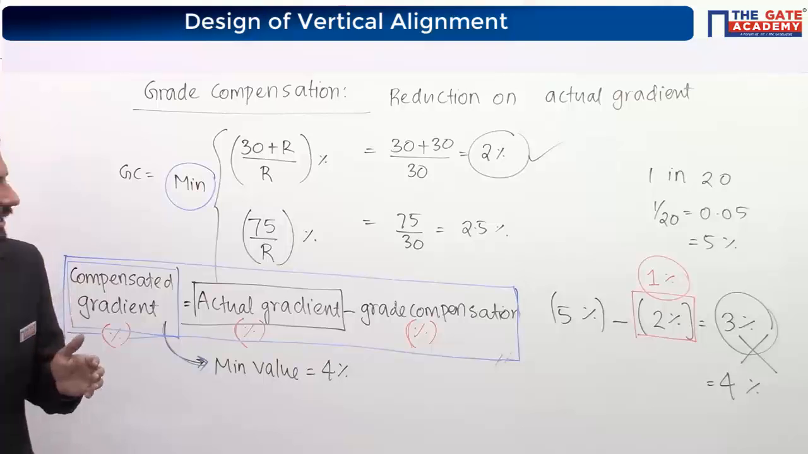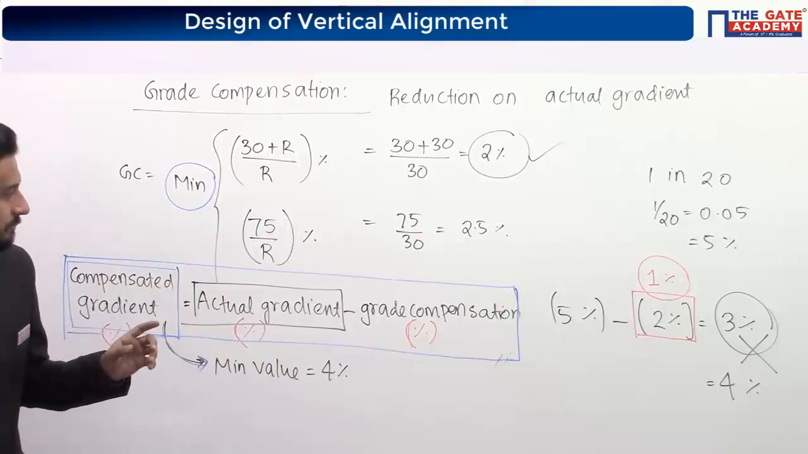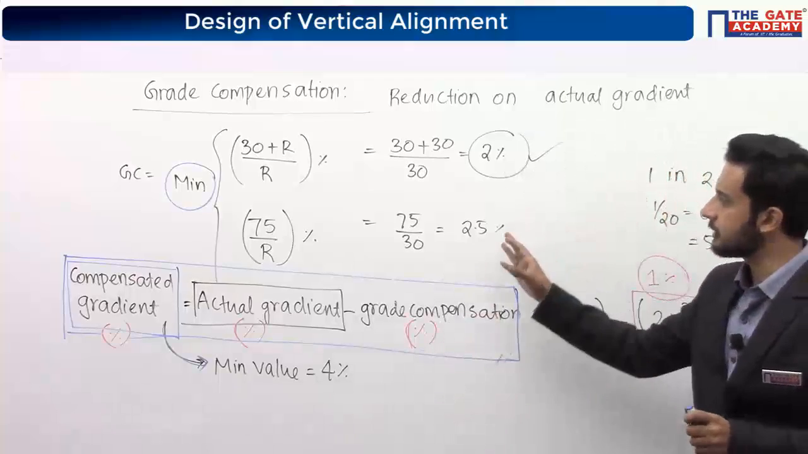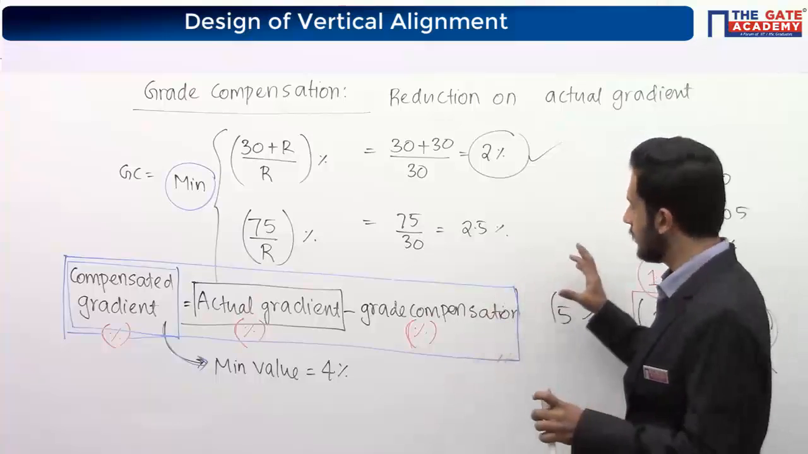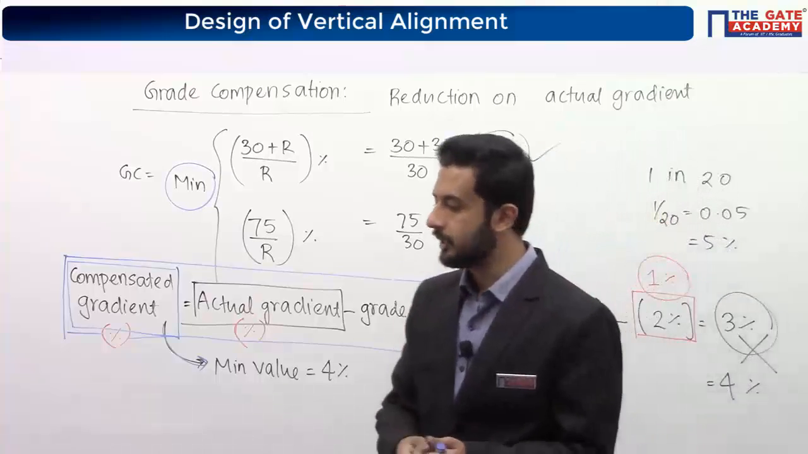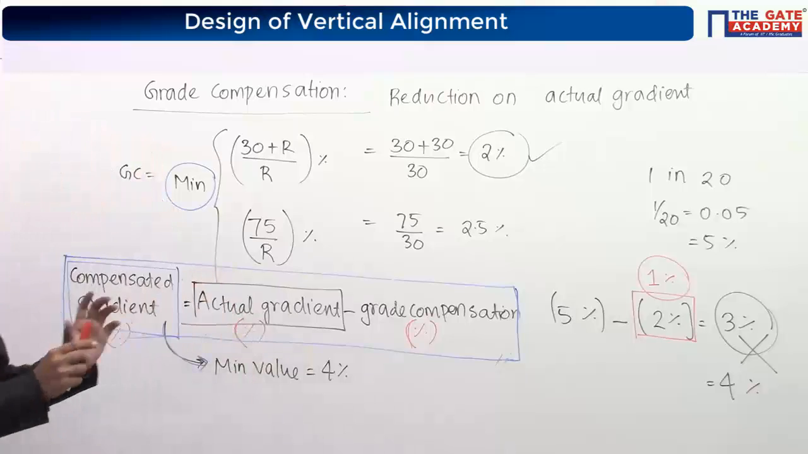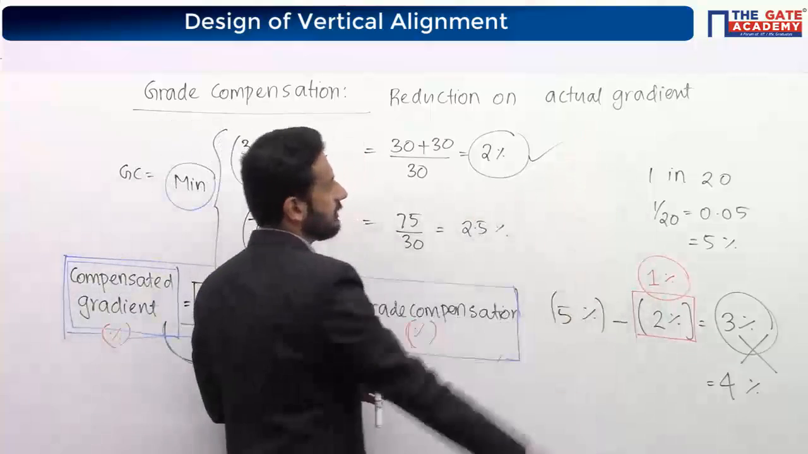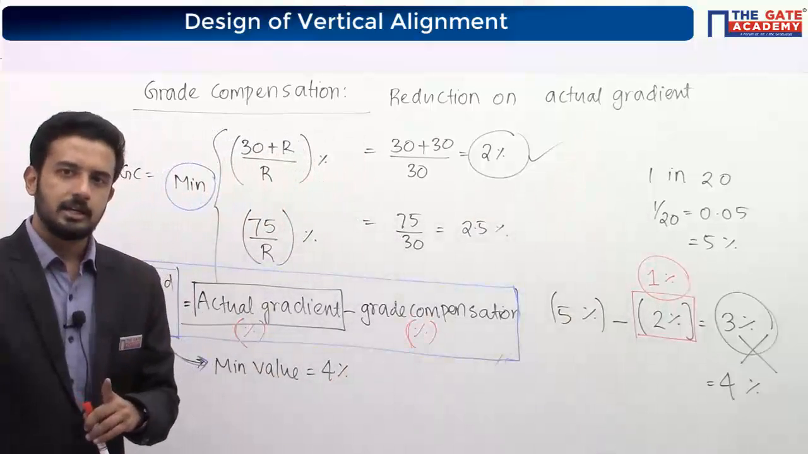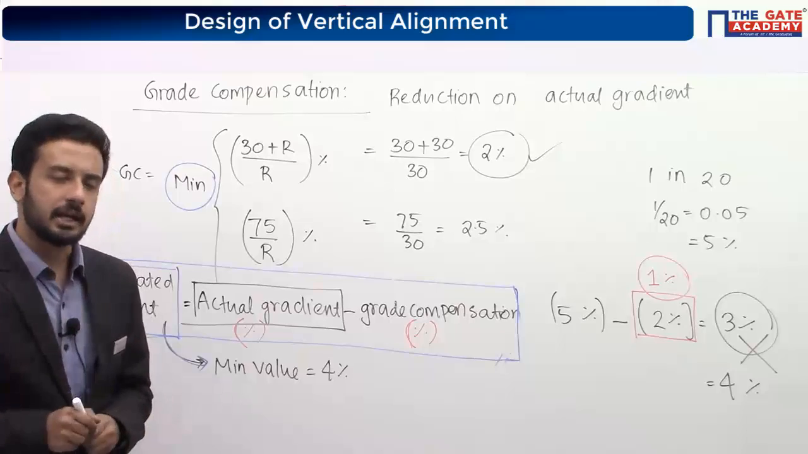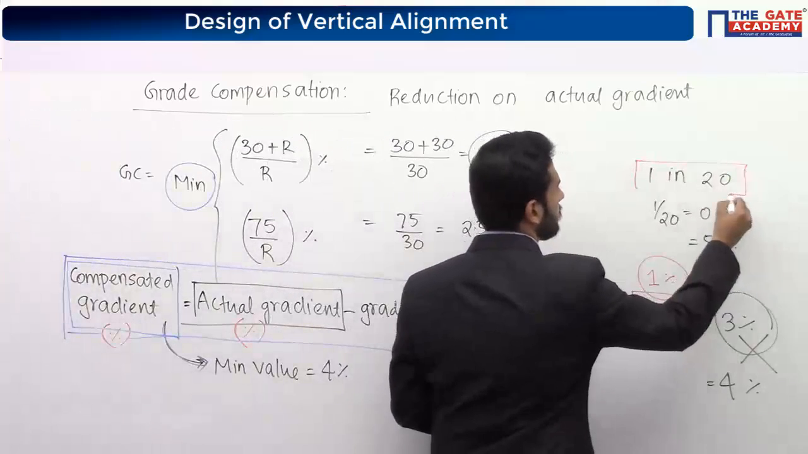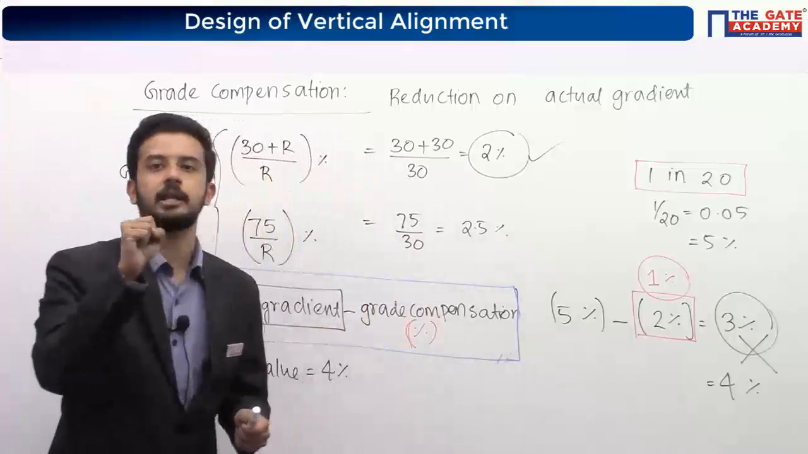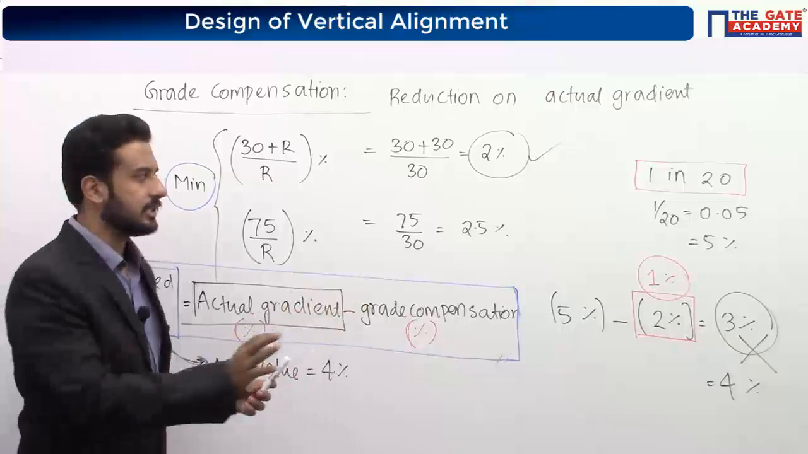See, I'm just telling it once again. This concept has not been used till now. Whatever question they ask, it is a very direct, easy question. So in case they are asking such a question, take it as an advantage. Now, what are they asking? They are asking you grade compensation. Easily I can find it out, and I am taking the value 2%. But in the question they have also given some actual gradient, 1 in 20. If they are not giving any actual gradient in the question, this is my final answer. That's it.